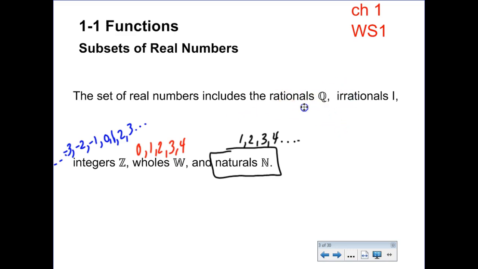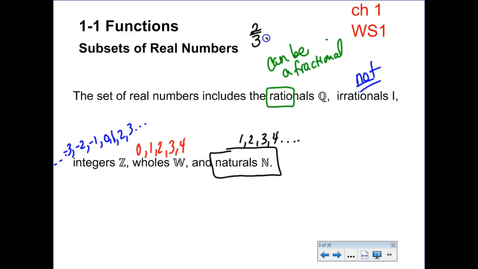And then these numbers can be subdivided between rational and irrational. So the root word for rational is ratio, and ratio in math means a fraction. So rational numbers can be written as a fraction, which means irrational numbers cannot be written as a fraction. So give me some examples of rational numbers, things that either are or can be written as a fraction.